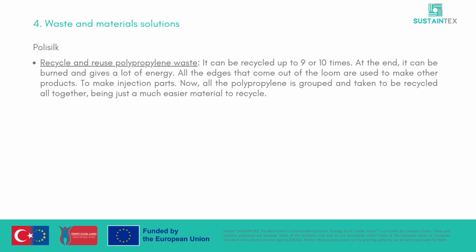4. Waste and materials solutions, Polysilk, recycle and reuse polypropylene waste. It can be recycled up to 9 or 10 times. At the end, it can be burned and generates a lot of energy. All the loom edge waste is reused to make other products, such as injection parts. Now, all polypropylene waste is collected and recycled together, making it much easier to process.